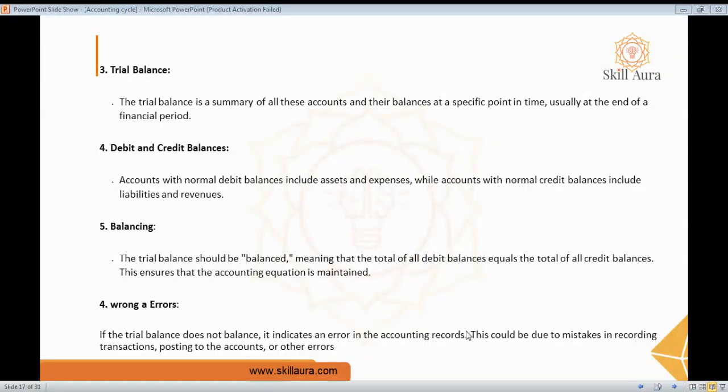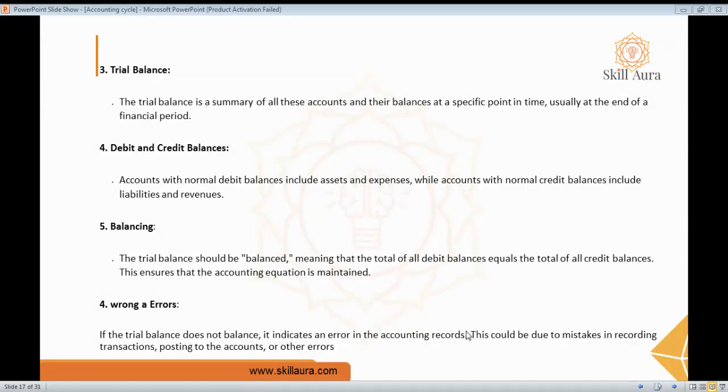And the next one is balancing. Here, the total debit must always be equal to the total of all the credit balances. It should be ensured that the accounting equation is maintained, with the accounting equation: asset is equal to liability plus equity.